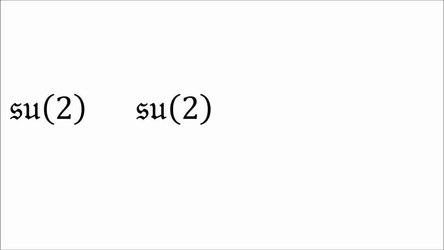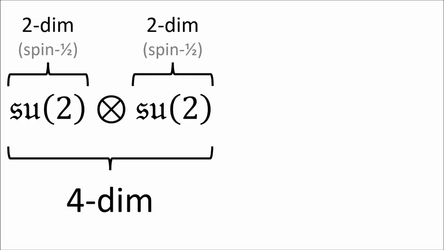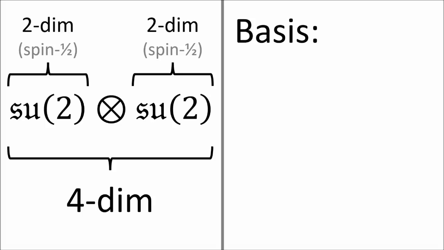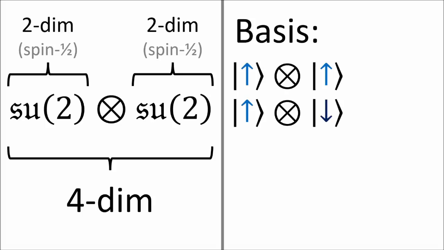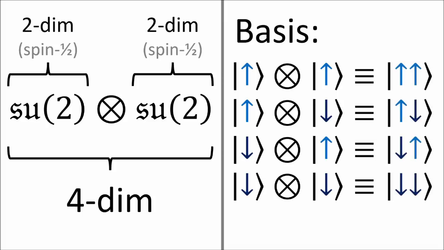If we have a pair of SU2 Lie algebras, each represented with the spin 1/2 representation, and we take their tensor product, the dimensions will multiply into a four-dimensional space. The basis states would then be up tensor up, up tensor down, down tensor up, and down tensor down. Again, to save space, I'll often omit the tensor product symbol and write the arrows in the same ket vector. But I'll be using both of these notations in this video.